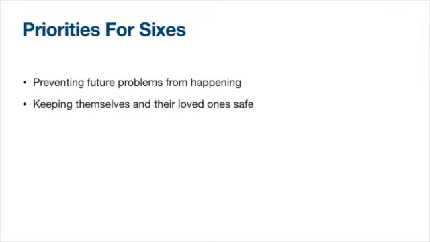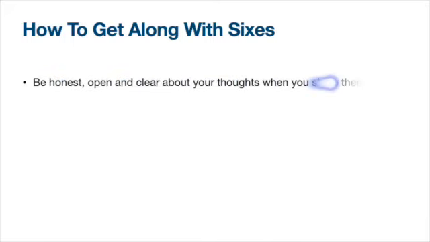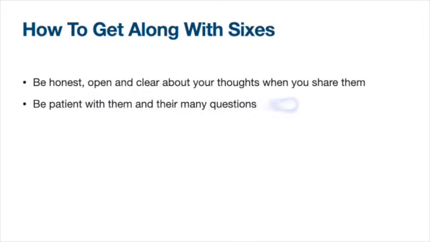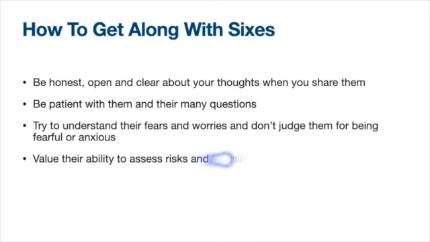Priorities for sixes: preventing future problems from happening, keeping themselves and their loved ones safe, finding people who are trustworthy, spending time with their family and friends. How to get along with sixes: be honest, open, and clear about your thoughts when you share them. Be patient with them and their many questions. Try to understand their fears and worries, and don't judge them for being fearful or anxious. Value their ability to assess risks and troubleshoot, and encourage them to take action.